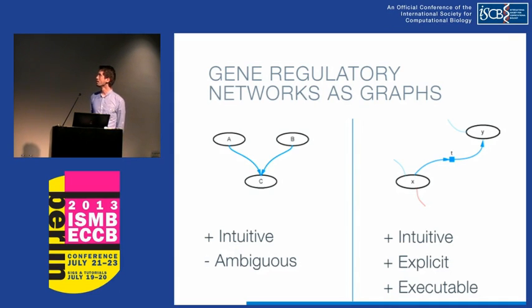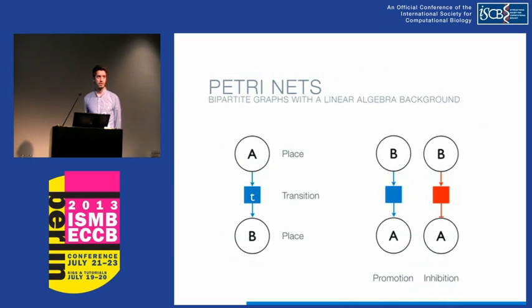So we decided to shift to another representation, the one on the right. And by doing so, we introduced a new node here. And now the claim is that this new representation is intuitive, explicit, and even executable. And this representation is based on Petri nets.